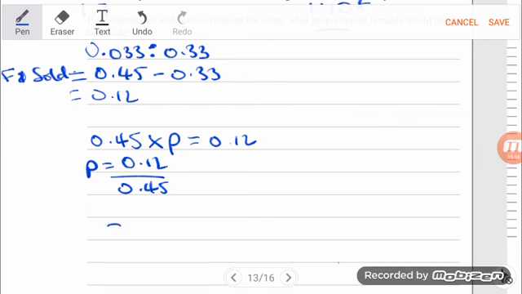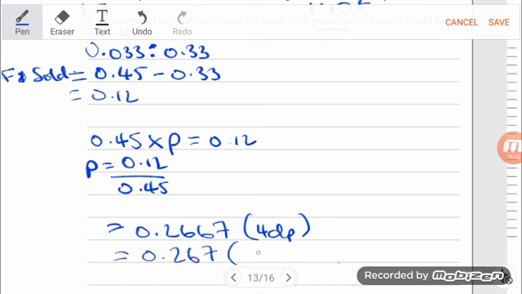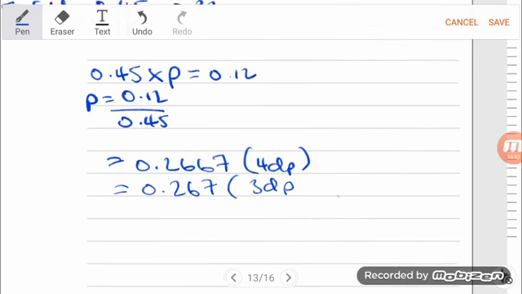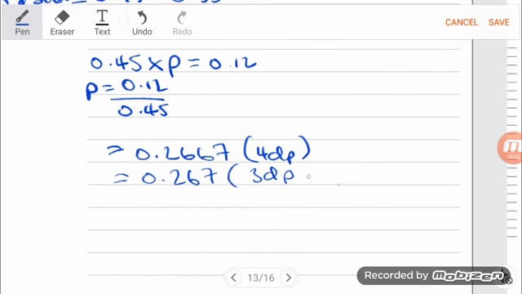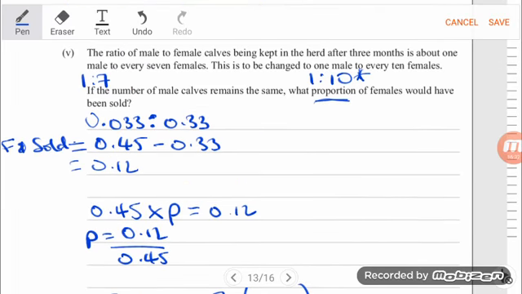You can leave it like that, or if you want to round it, or put it into decimals, we would get 0.26 recurring, which would mean you could round it, so that's 0.2667 to 4 dp, or 0.27 to 2 dp if you want, and we are done.